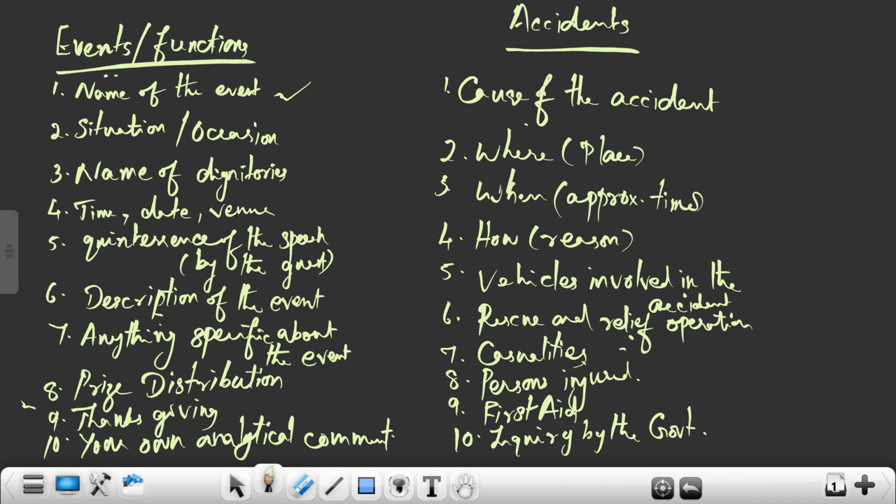Now let's move to accidents. For the case of accidents, it's totally different. The cause of the accident is very important.